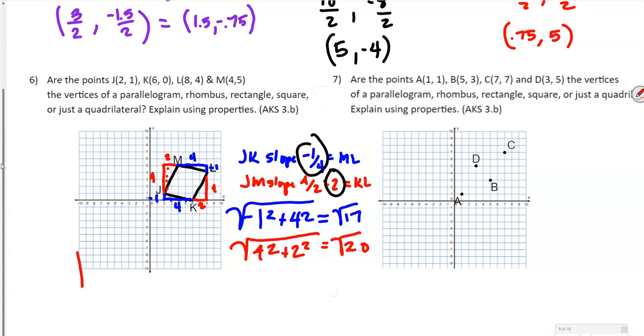So this is going to be a parallelogram, right? Because opposite sides are parallel and congruent. And you could also determine that the midpoints are the same, right? Because that's the other property that we know, okay?